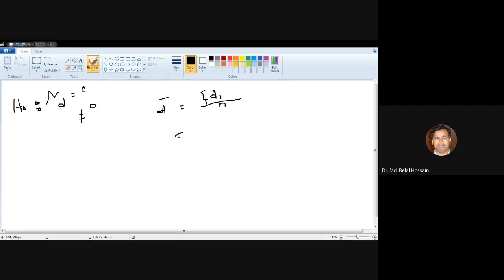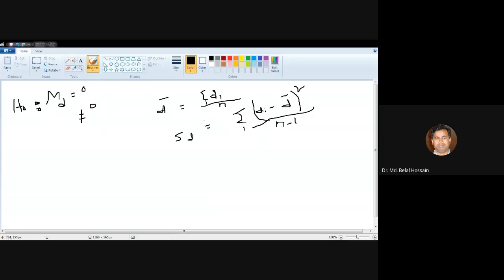Again, the SD is the standard deviation of this di. So when you calculate this, it's actually di minus d bar, the whole square, divided by n minus 1 when you say sample standard deviation. This is summing over i, you know it.